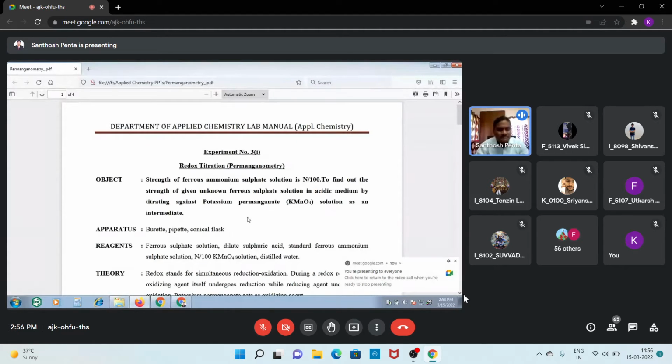See here, what is our object? Go through the object. The strength of ferrous ammonium sulfate solution is N/100. Okay, that's fine. To find out the strength of the given unknown ferrous sulfate solution in acidic medium. In our aim it was clearly mentioned that the reaction moves in acidic medium. Hence, you conduct the reaction in acidic medium. To maintain the acidic medium, we add 10 ml of H2SO4 solution to the reaction mixture.